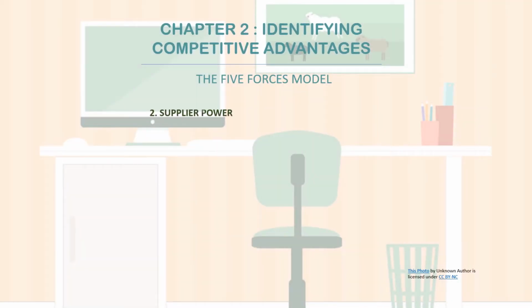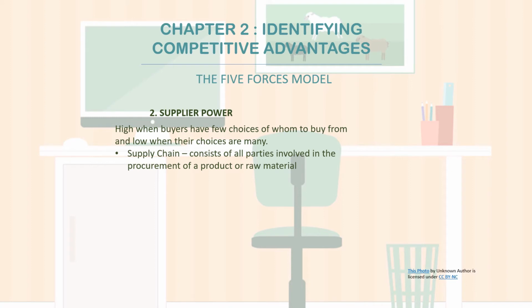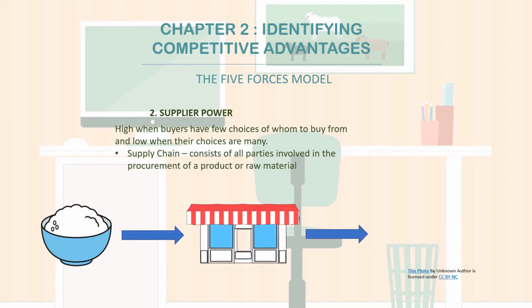Next, we go to supplier power. The definition of supplier power is high when buyers have few choices of whom to buy from and low when the choices are many. Supply chain consists of all parties involved in the procurement of a product or raw material. As you can see below, there are three pictures. I will say that this is rice, and then the rice will be sold in the market and the customers will buy the rice from the market. So this is what we call supply chain.